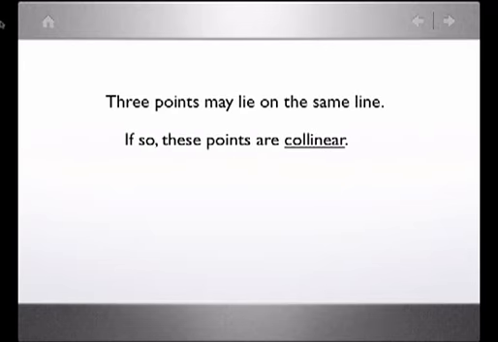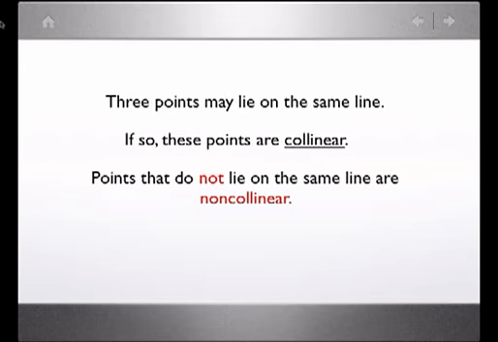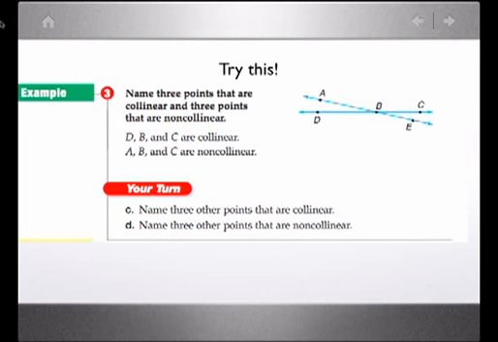3 points may lie on the same line. If so, these points are called collinear. Points that do not lie on the same line are non-collinear. Look at the example given here and name 3 points that are collinear. We see that D, B, and C lie on the same line. 3 points that would be non-collinear would be A, B, and C.